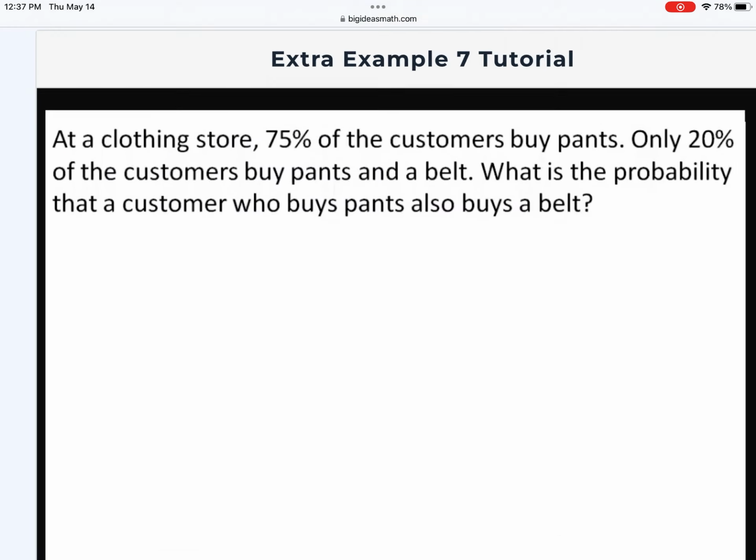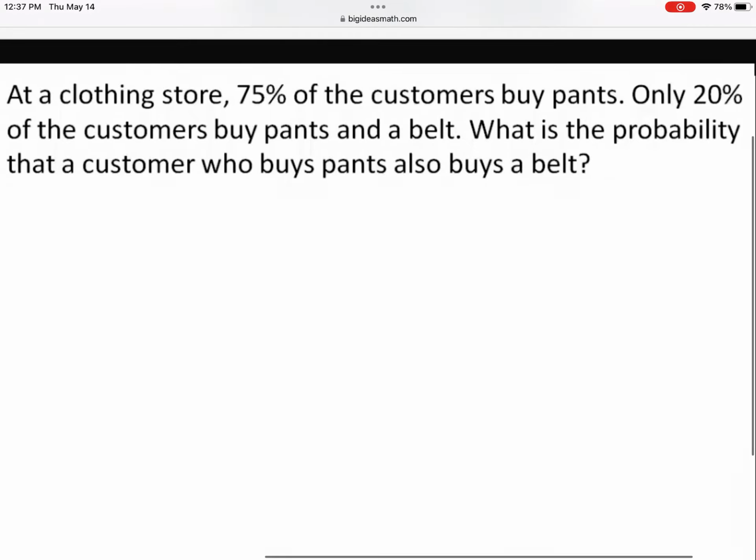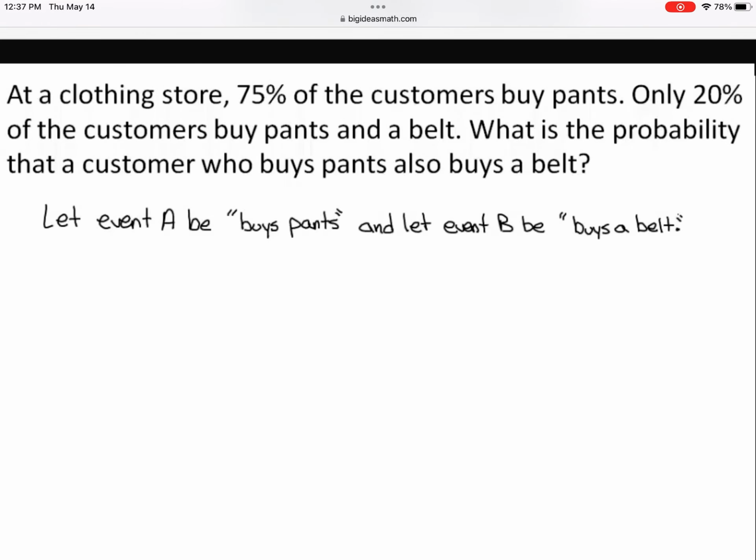At a clothing store, 75% of the customers buy pants. Only 20% of the customers buy pants and a belt. What is the probability that a customer who buys pants also buys a belt? Let event A be buys pants and let event B be buys a belt.